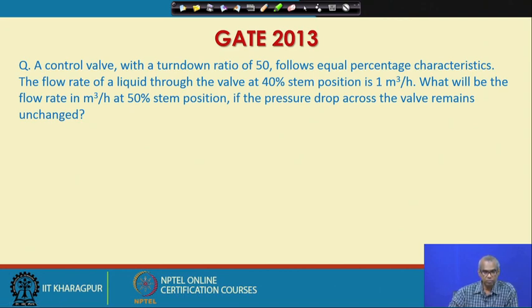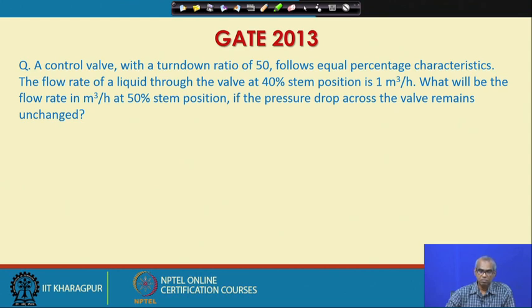A control valve with a turn down ratio of 50 follows equal percentage characteristics. The flow rate of a liquid through the valve at 40% stem position is 1 meter cube per hour. What will be the flow rate in meter cube per hour at 50% stem position if the pressure drop across the valve remains unchanged? This is an interesting question which is slightly more involved than a similar question that we discussed few slides back.